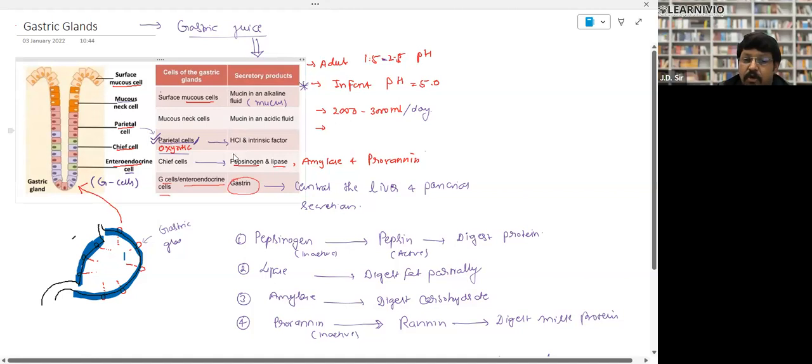Collectively, all these things are called gastric juice. So gastric glands secrete gastric juice. Gastric juice is a combination of mucus, HCl, pepsinogen, lipase, amylase, prorenin, and gastrin. Clear, Martin?